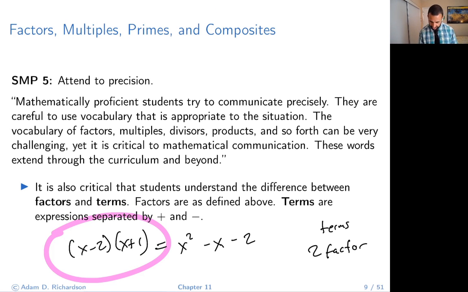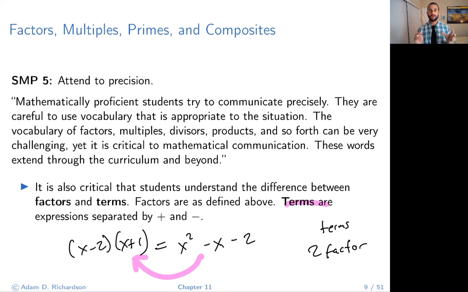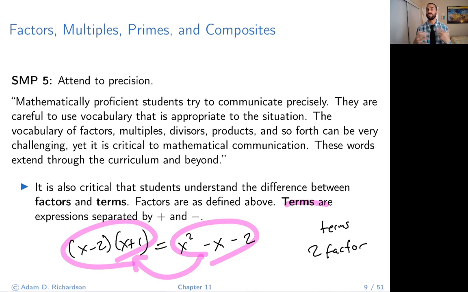Remember, what is a term? Terms are separated by plus and minus. This thing right here that I circled, there's no pluses or minuses separating it. This is an object in and of itself, and there's only one object there. It's one term. So the cool thing is this: the process of factoring, how we went from here to here, turns something with a lot of terms in it into something with one term, but a whole bunch of factors. And that's why we like factoring, because if you can represent something as a product of a whole bunch of things, you can do other stuff with it.